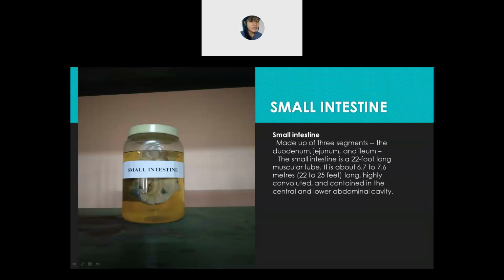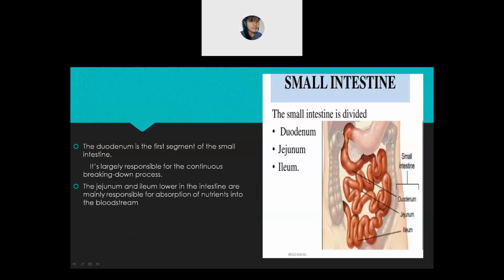Again, I'm repeating. This is the small intestine which you will be getting in the lab. The small intestine has got three parts. The first one is the duodenum, the second one is the jejunum, and the third is the ileum. They are a muscular, convoluted tube. Convoluted means it's twisted, it's not straight. The length of the small intestine is 22 feet, and if you convert into meters, 6 to 6.7 meters. And where does it lie? It lies in the center part of the abdominal cavity, in the lower abdominal cavity, the downside of your stomach side. So it is located in the center. Are you clear now?